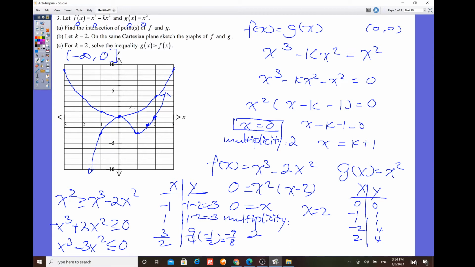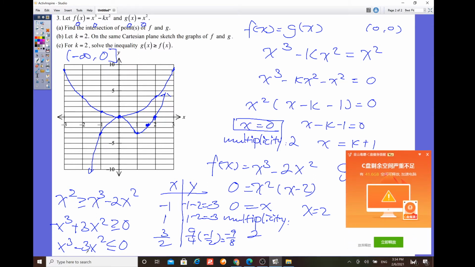Again, it's about the x value. And then also right here, it looks like this one is going to go through. So you need to find out the possible zeros. It looks like at 3, we're going to pass through it. So anything from 0 to 3. Okay, so 0 to 3. That's also considered for g of x is greater than f of x.